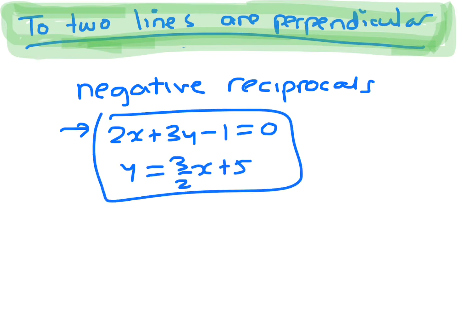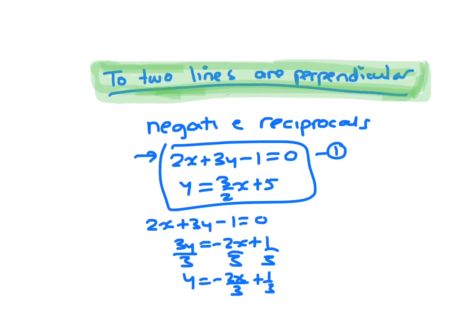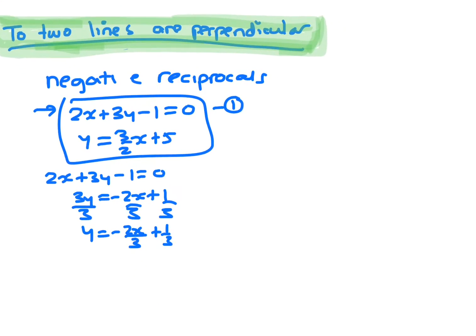So if you look at the first one, 2x plus 3y minus 1 equals 0, that means 3y is minus 2x plus 1. And then if you divide everything by 3, y is minus 2x on 3 plus 1/3. So what that means then is that the gradient of this is minus 2/3.